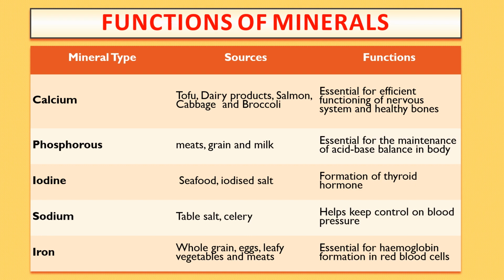Next mineral is sodium. Table salt and celery are good sources of sodium and it helps to control the blood pressure. Iron: whole grains, eggs, leafy vegetables and meats are the source of iron, and iron is very essential for hemoglobin formation in red blood cells of our blood.